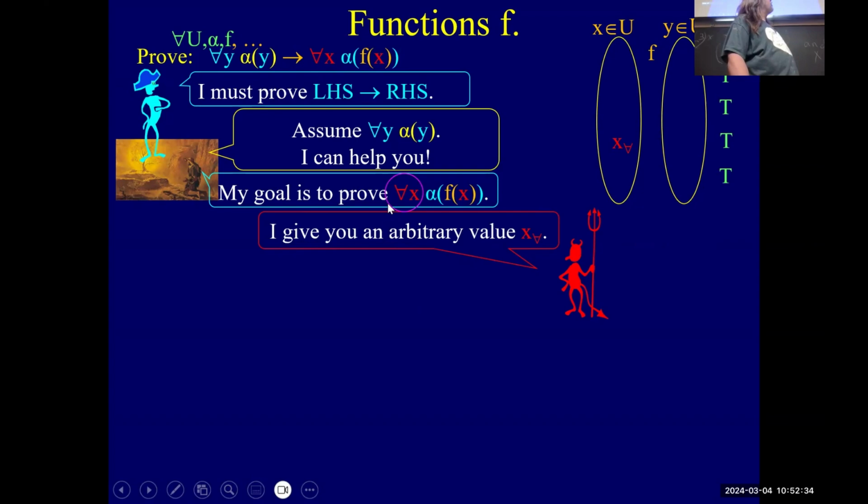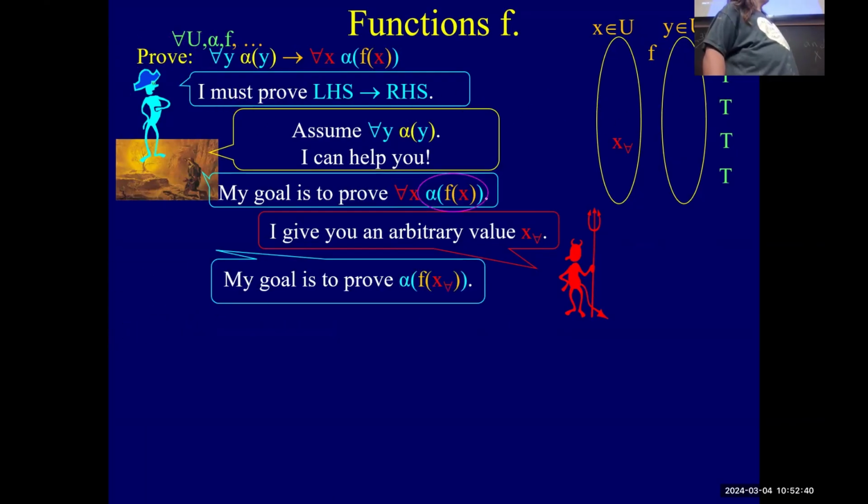But here he says, I got you an arbitrary x. So what do I do? Oops, let's not go too fast. What do I have to prove? I have to prove for my arbitrary f this thing. Everybody got it? I'm given an x. I have to prove that alpha is true for f of x.